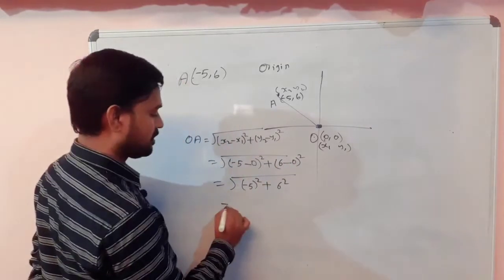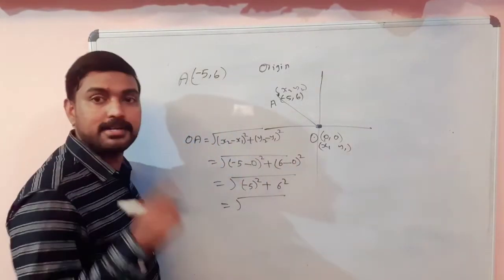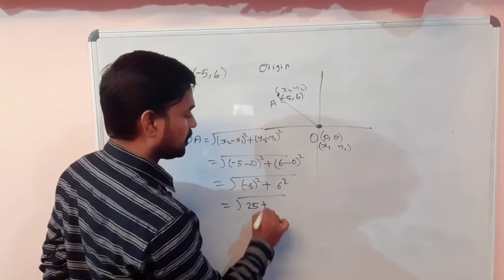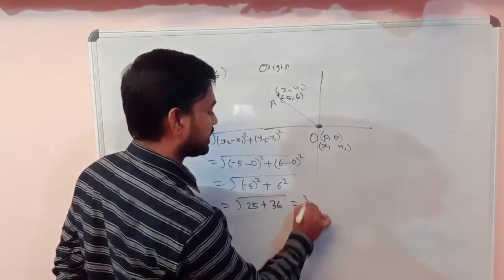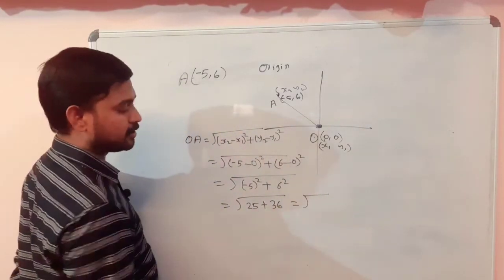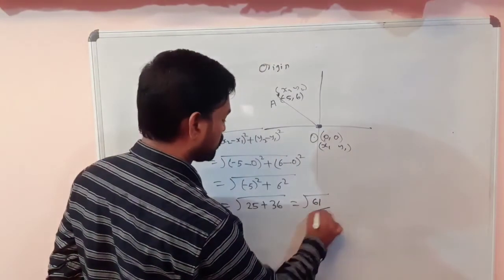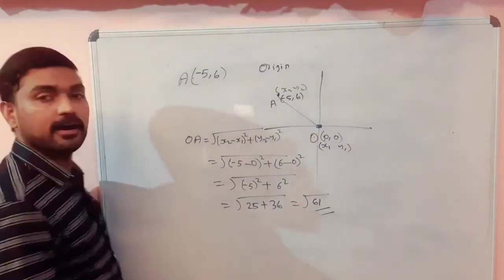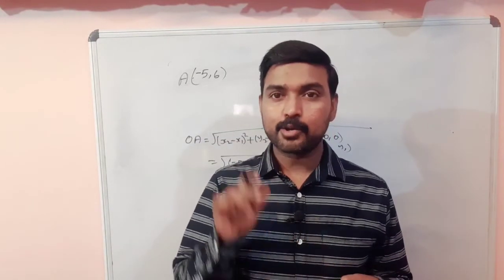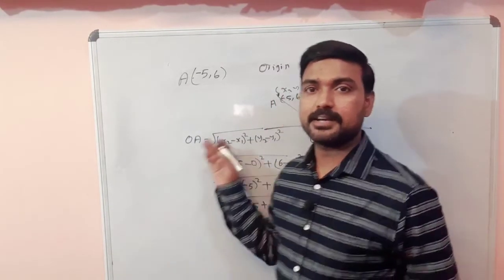Minus 5 squared: minus 5 into minus 5, minus into minus is plus, 5 fives are 25. Plus 6 sixes are 36. So we get 25 plus 36, which is equal to 61. So root 61 is the right answer. It is given as option D, root 61 units. So that is the right answer.